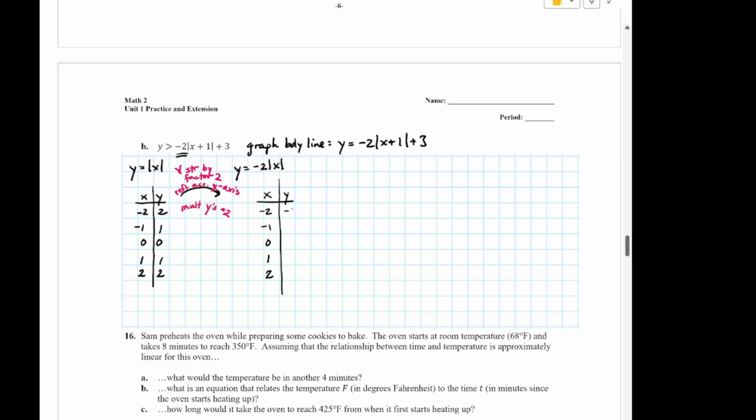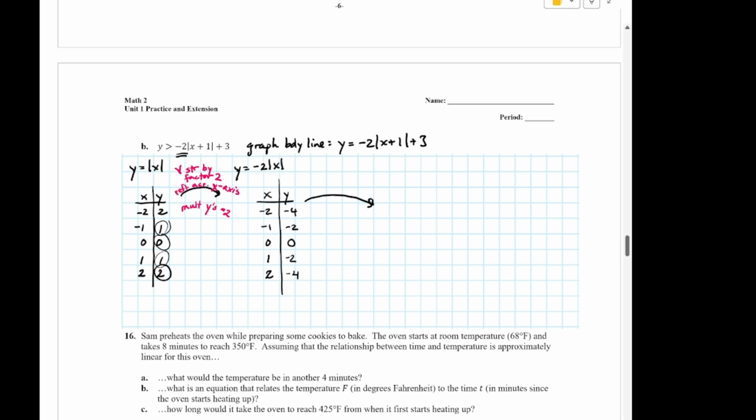So now this is negative 4 because originally it was 2. Now this 1 gets multiplied by negative 2. This times negative 2 is still 0. This times negative 2 is negative 2. And this times negative 2 is negative 4. Okay, now there's one last thing to do, or two last things in a way.